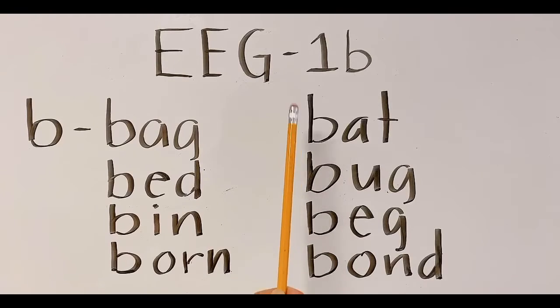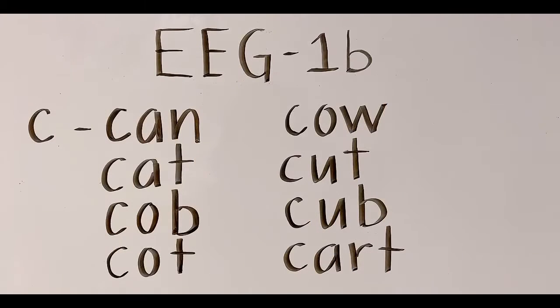Bat. Okay, next, bug. Bug. Okay, next, bag. Bag. Okay, the last, bond. Bond. Okay, very good. Okay, let's go to the letter C.